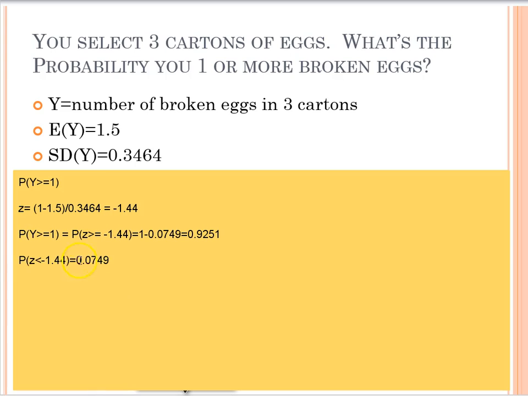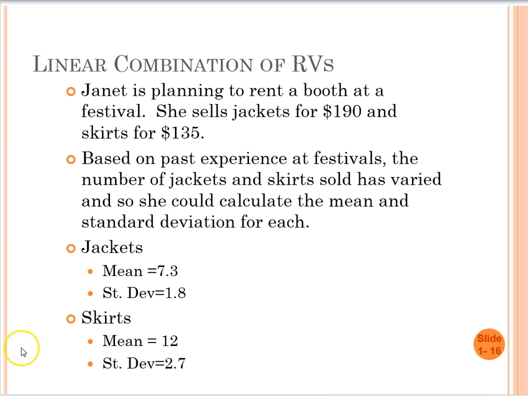But we want the complete opposite. We want the probability that z is greater than or equal to negative 1.44. So we can use our complement rule to find that. That's 1 minus the probability we just looked up. And so our final answer is going to be 0.9251. That's a pretty high probability that we would get at least 1 broken egg in a selection of 3 cartons. So let's try another problem that has constants in our linear combination of random variables, so you can see how constants enter into a factor.